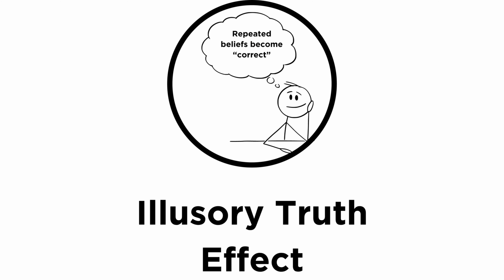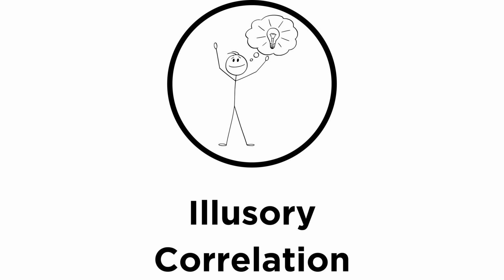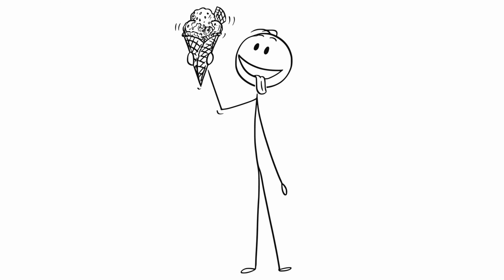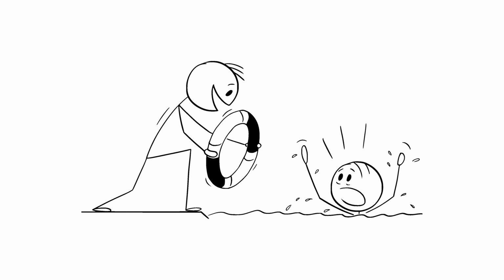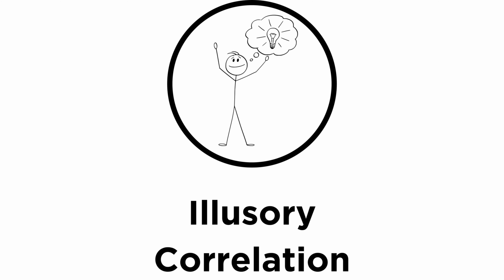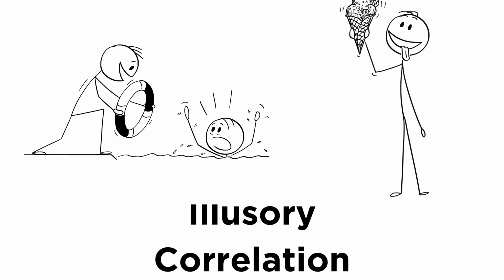Illusory truth effect is the tendency to believe information is correct after repeated exposure. Illusory correlation is perceiving a relationship between variables that don't actually exist. It's true that when people eat more ice cream, more people drown. But this isn't because of ice cream, it's because more people swim in the summer and they also eat more ice cream in the summer.